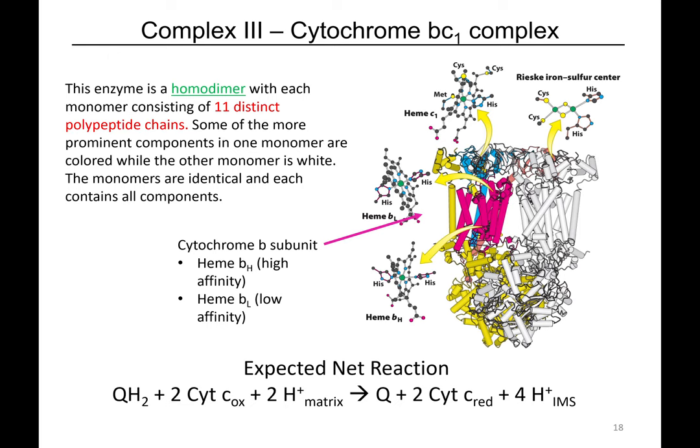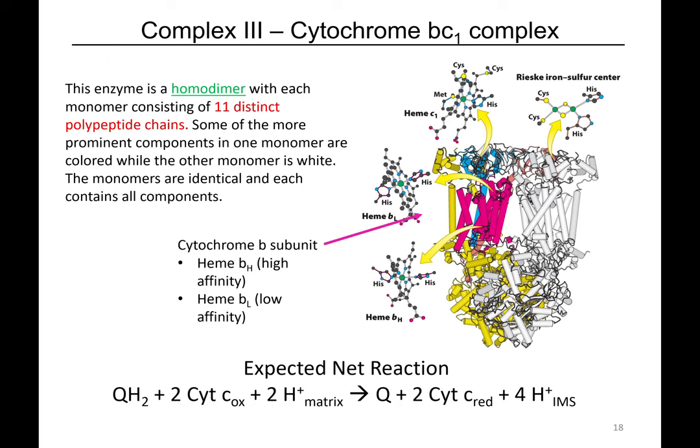We pick up 2 protons from the matrix, and we have 2 protons that come from our reduced coenzyme Q to ultimately result in 4 protons being passed into the inner membrane space. So this protein contributes 4 protons being pumped across the membrane. Okay? As it turns out, the chemistry here is not quite as simple as this.